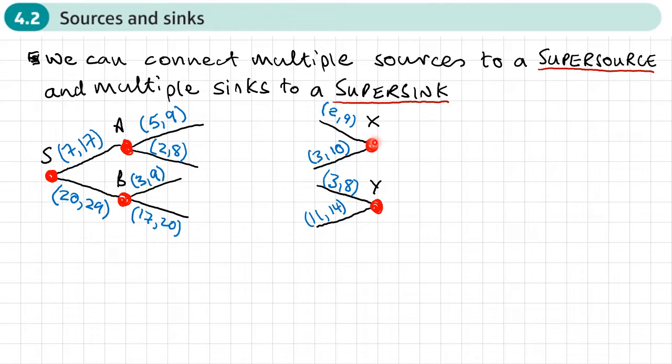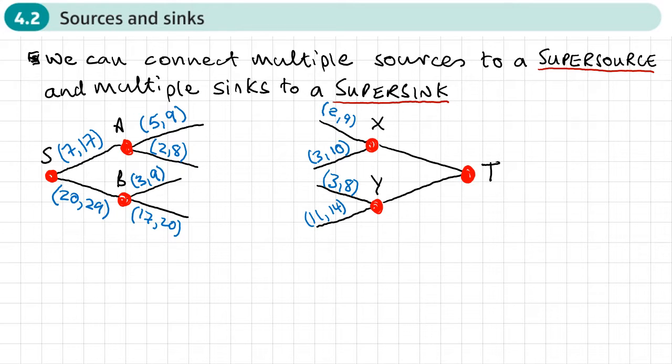We can do the same for the sinks here. They can be labelled X and Y, or they may be labelled as T1, T2. And we join these sinks together to form a super sink. I don't know if I said source before, but I meant sink. So this would be our super sink here, T. I'll change these back to what they were before, X and Y.